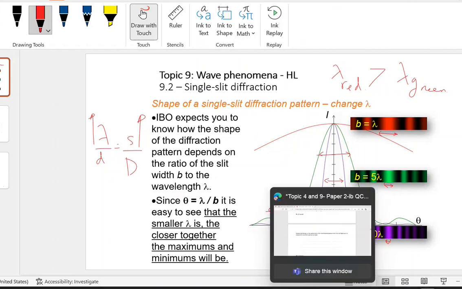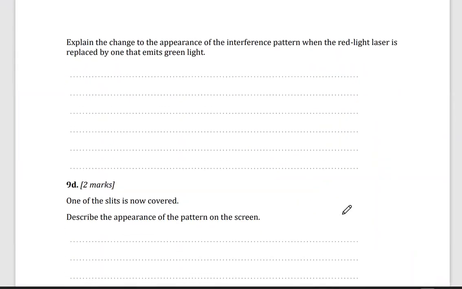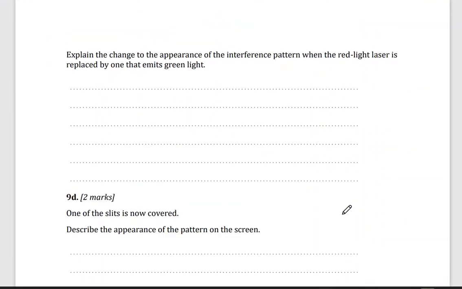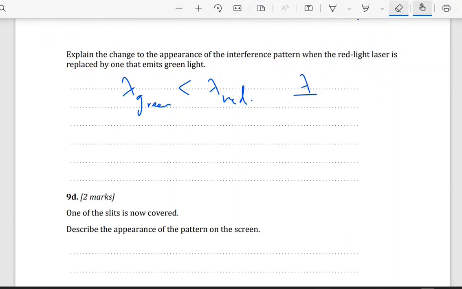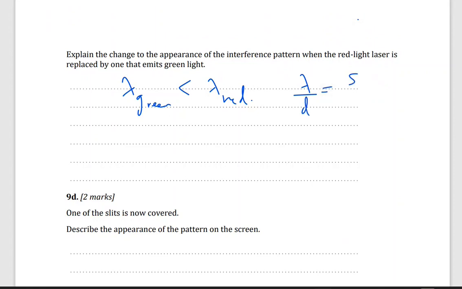Okay. So here we say lambda of the green is less than lambda for the red. Lambda over d equals S over capital D. If I decrease lambda, the distance between maxima will also decrease. So S for the green will be less than S for red color.